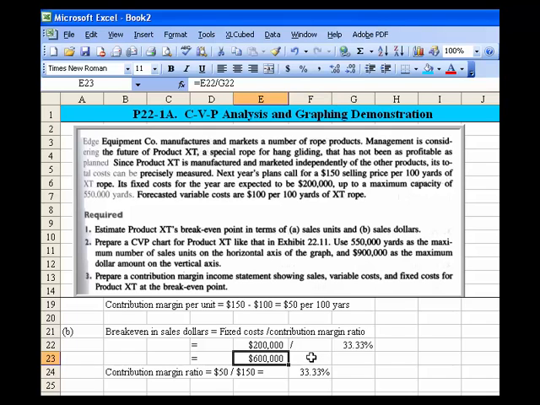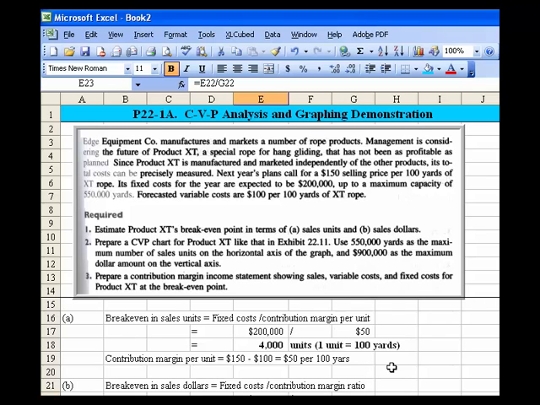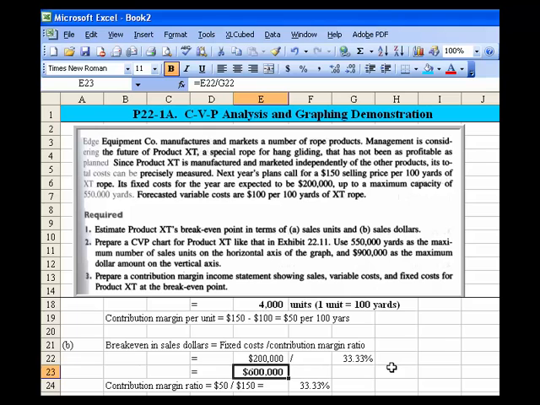And that's break even in sales dollars. I'll just bold that. And that takes care of part B. So let me see if we can get it all on the screen. It doesn't look like we can. So part A, it's 4,000 units. Part B, it's $600,000 is the break-even point.